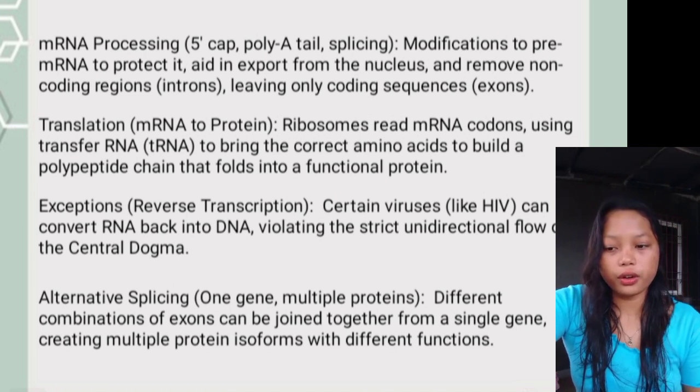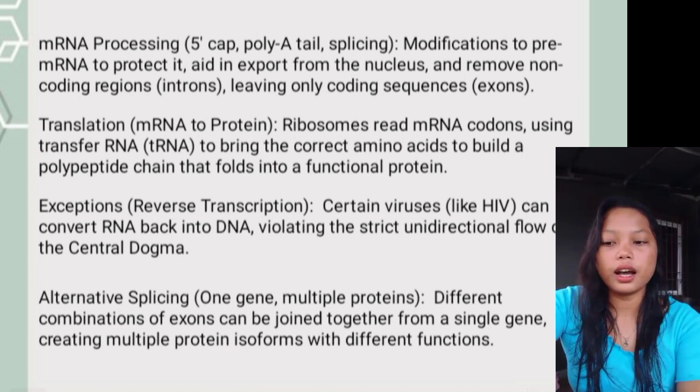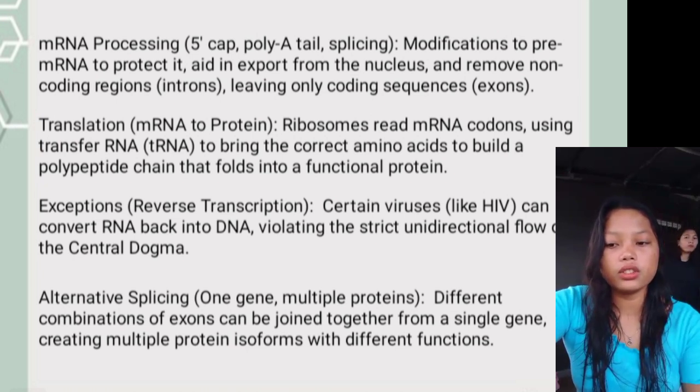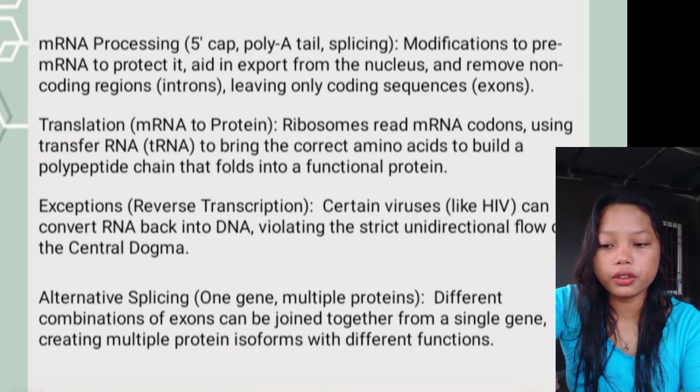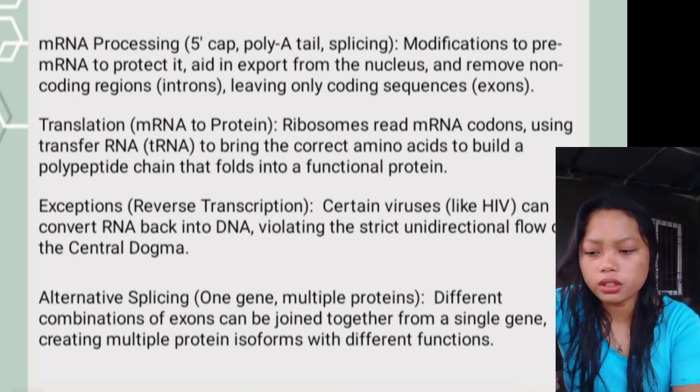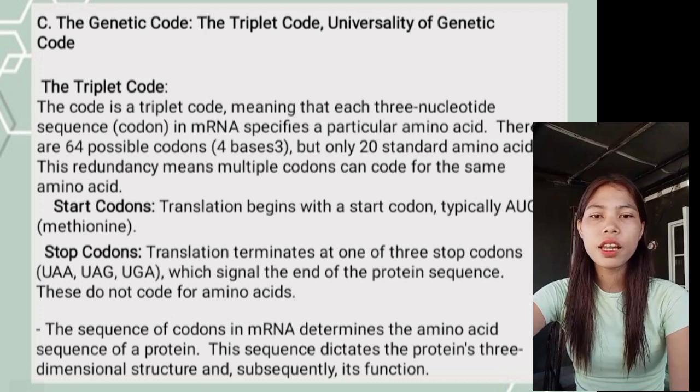HIV retrovirus uses reverse transcriptase to convert its RNA into DNA, which integrates into the host genome. The last one is alternative splicing: one gene, multiple proteins. The gene for tropomyosin in muscle cells is spliced differently in smooth and skeletal muscles, producing different versions of the tropomyosin protein.